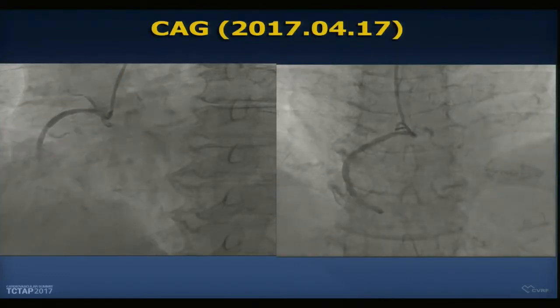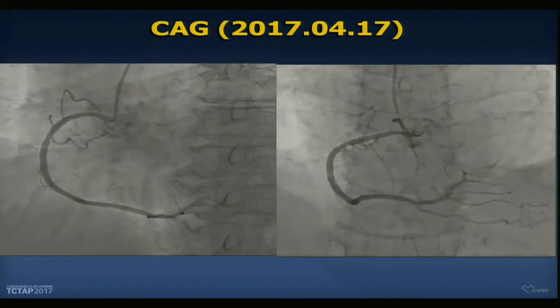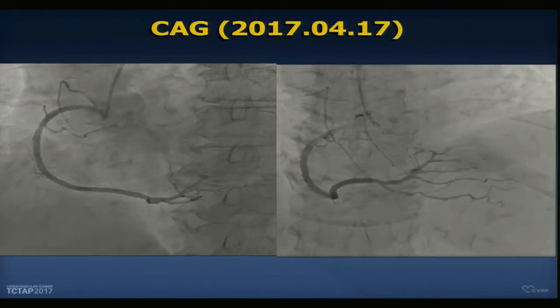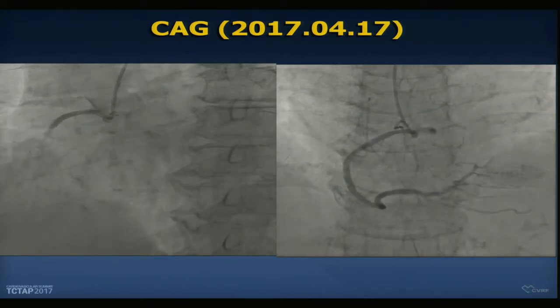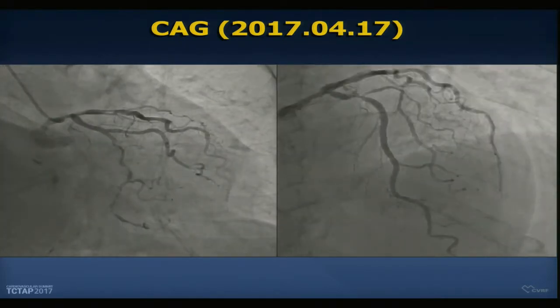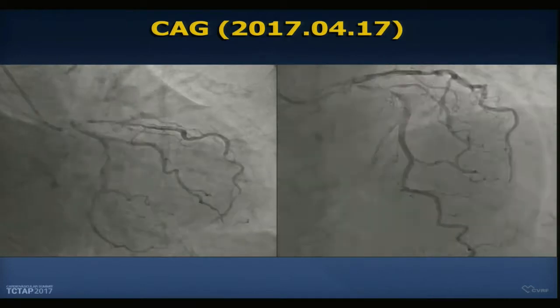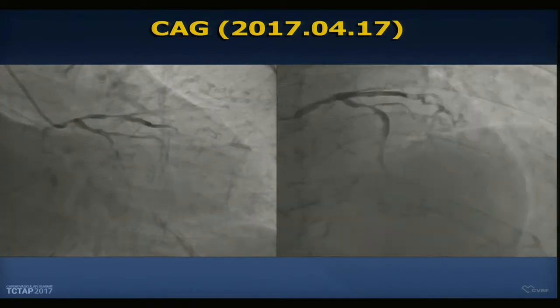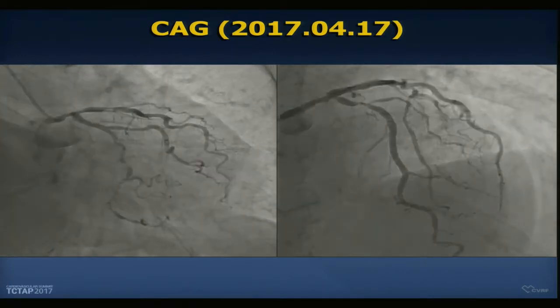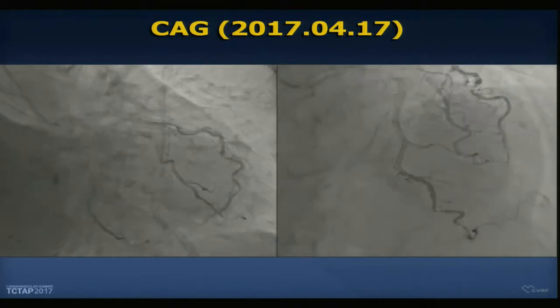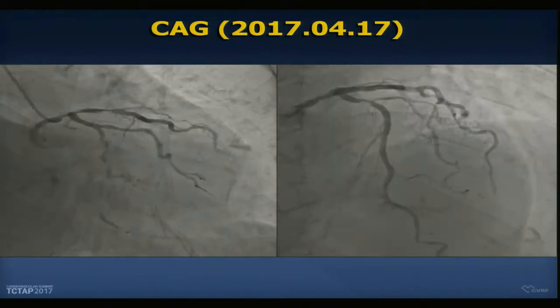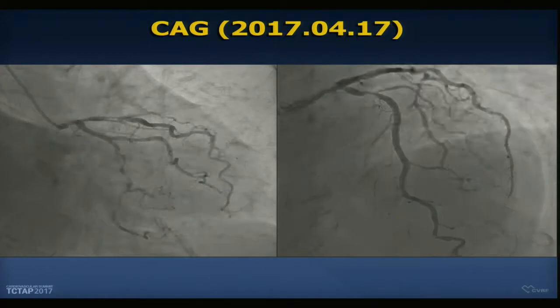Next slide. This is the pre-op angiogram. On the RCA angiogram, there was no specific stenosis or narrowing. As everybody knows, diffuse luminal narrowing was noted in the circumflex, and especially tight stenosis of the proximal LAD was noted, including the left main.